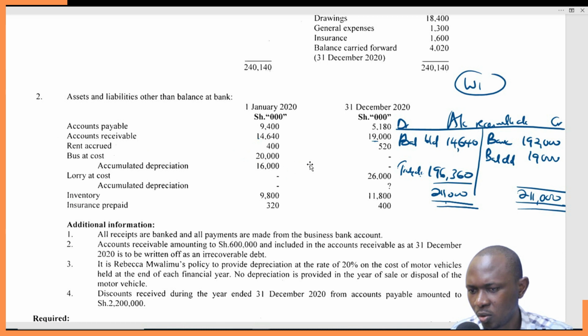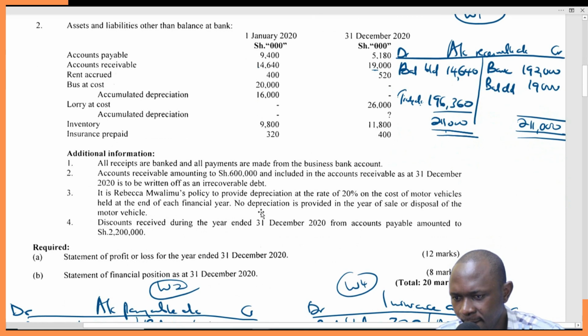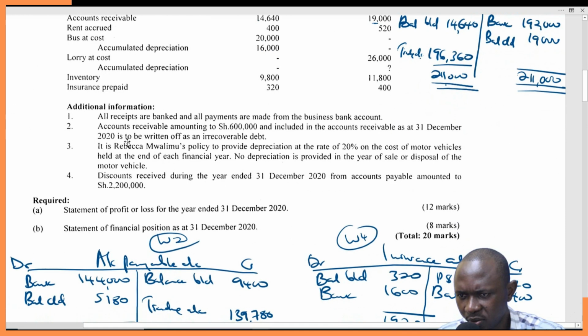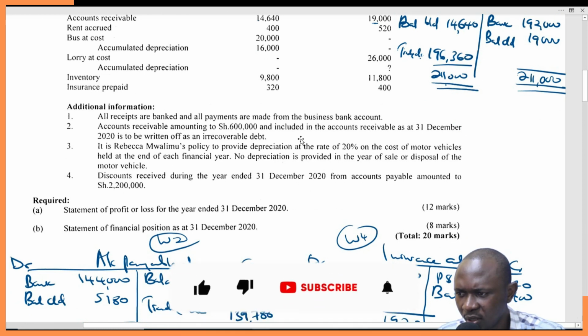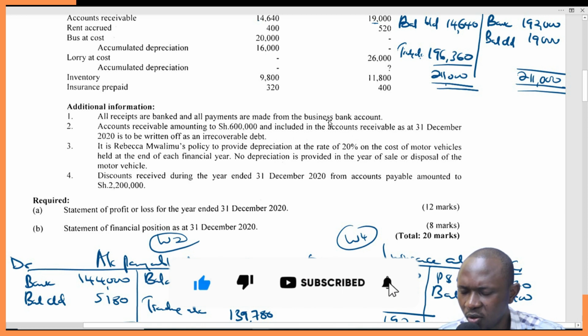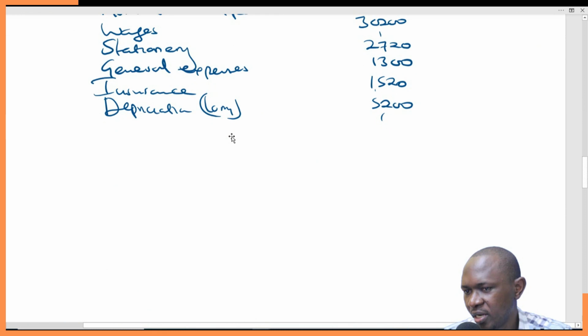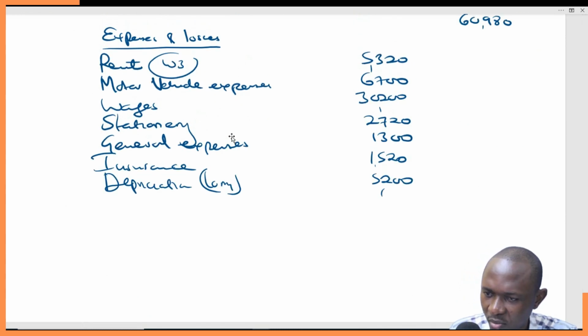So we proceed. Lorry at cost, that one we are done. Inventory, insurance prepaid, we are done. All receipts are bank. Accounts receivable amounting to 600 are included in the accounts receivable as at to be written off. So this is just bad debt written off, 600. Normally we provide that. It's a loss to the business. So bad debt written off, 600.